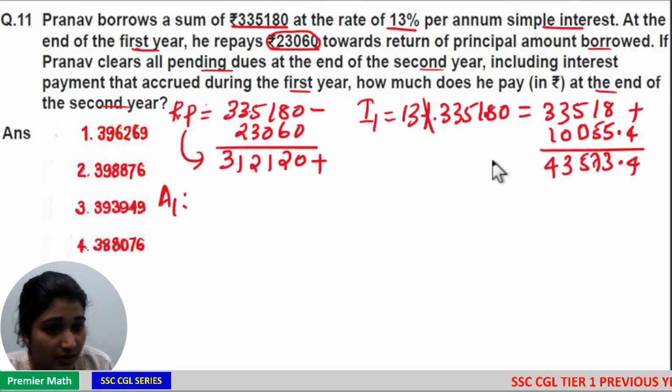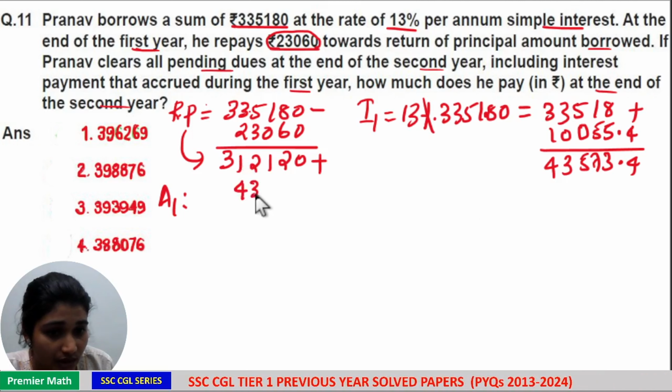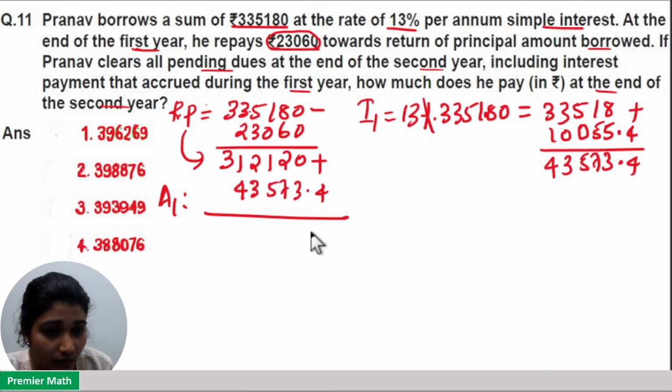Now amount at the end of first year is equal to remaining principal plus interest on first year. So add these together, 43573.4. Now this is equal to 355,693.4.